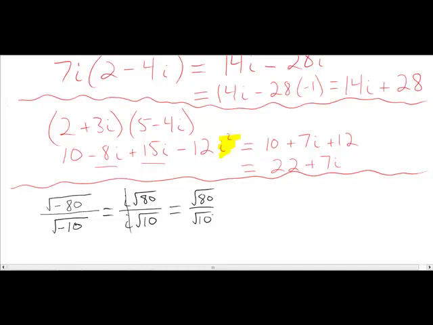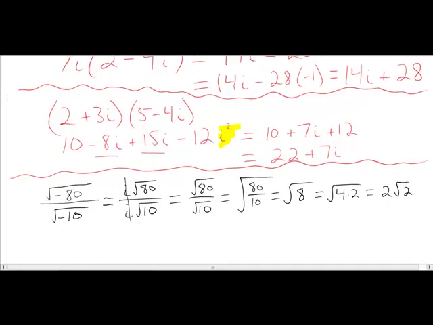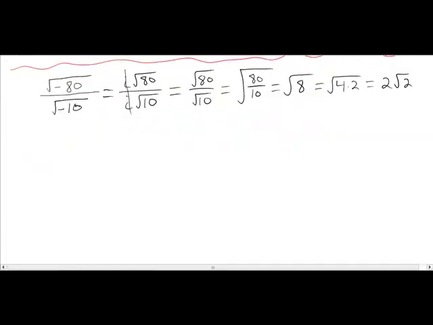Well, we remember from our rules of radicals that we can combine that into one radical, the square root of 80 over 10, which reduces to the square root of 8. And of course you're not done, because you know the square root of 8 is 4 times 2, so that's 2 times the square root of 2. Bam! So that's one kind of division problem you could have.